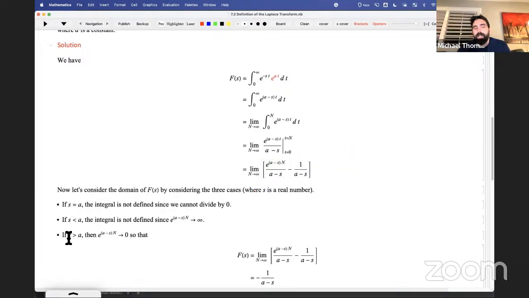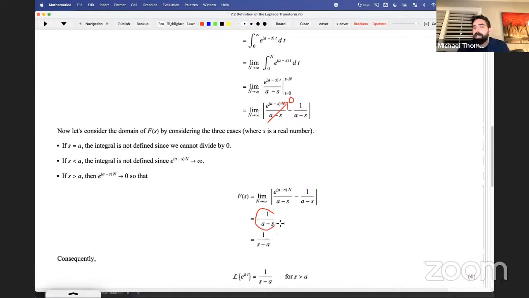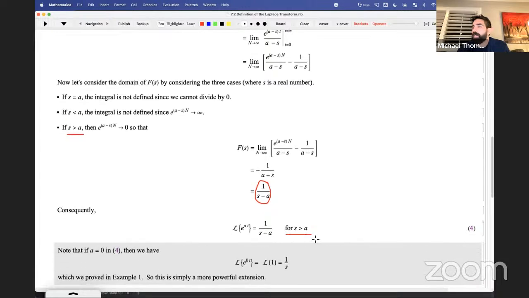All right, so the last case, the one that works, is s greater than a. So if s is greater than a, then that s right there is bigger than that a, which forces a minus s to be negative. So now you have an exponent on e which is going to negative infinity. And that means that at least this part is going to go to 0. And then you'll be left with negative 1 over a minus s. Pushing the negative through, we have our transform. And keep in mind, it's only valid when s is greater than a. And notice we dropped the function notation there, the s. Is that okay?